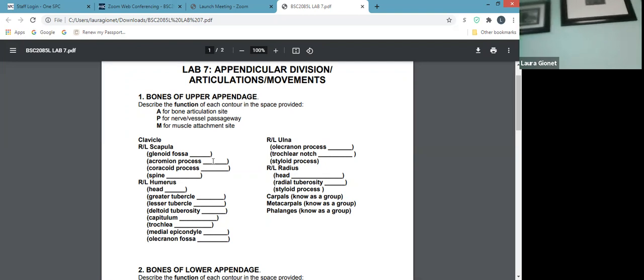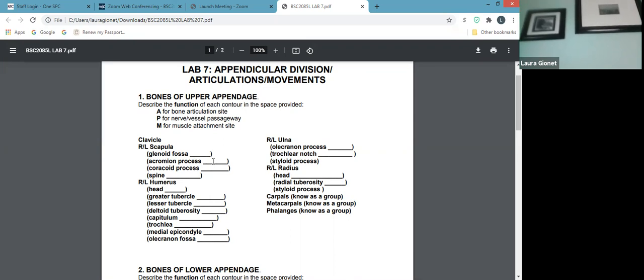Okay, then we move on to the humerus. You have the head, which is the ball, the proximal end that looks kind of like a ball, and nice and smooth. All right. So the smooth head is articulation, A for articulation. And it's going to articulate with the glenoid fossa.